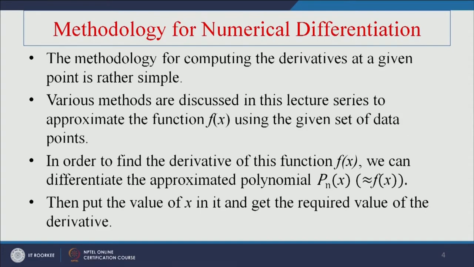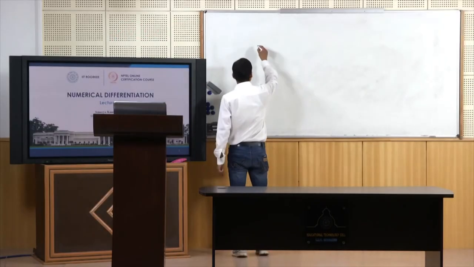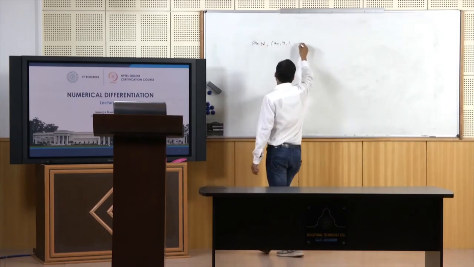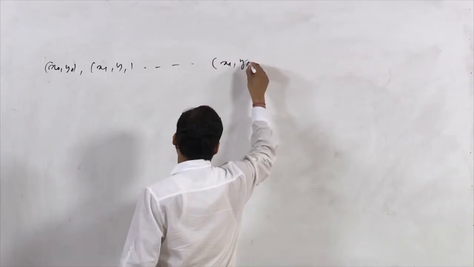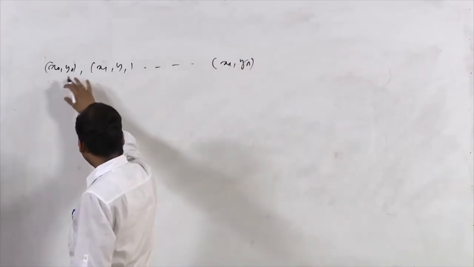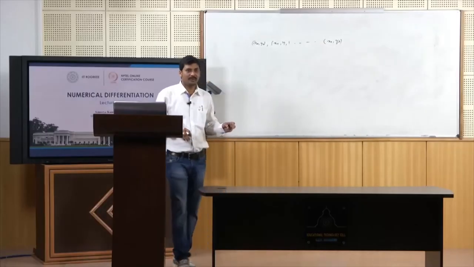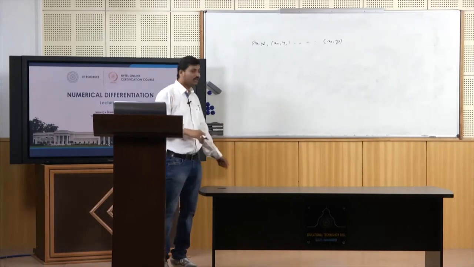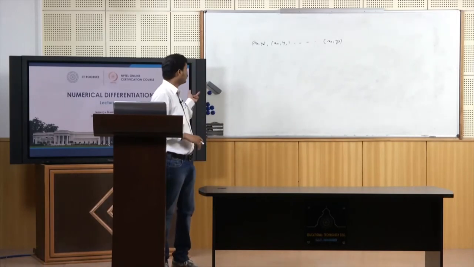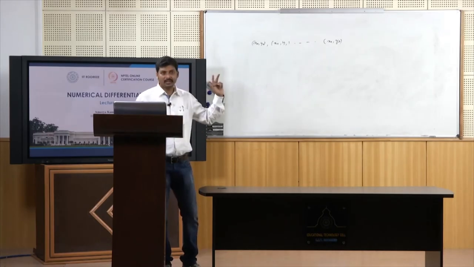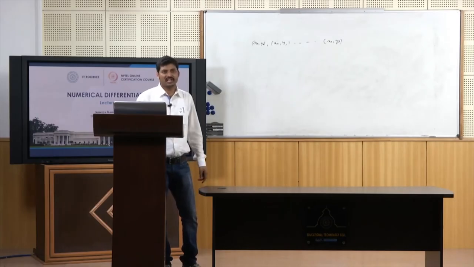This means that if we have the tabulated points x0, y0, x1, y1 up to xn, yn, where only the tabular values are known to us but the function is not, then we can formulate a polynomial by considering all these tabular points, and from that polynomial we can find the derivative of the function. If it is required to evaluate the derivative at a certain point, we put that point into the polynomial's derivative and evaluate the derivative of the function at that point.